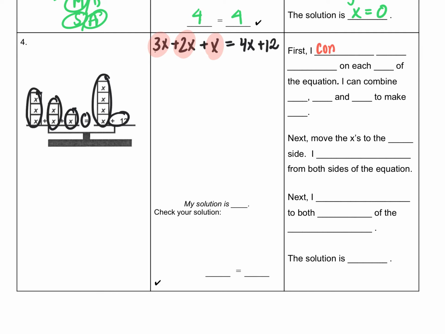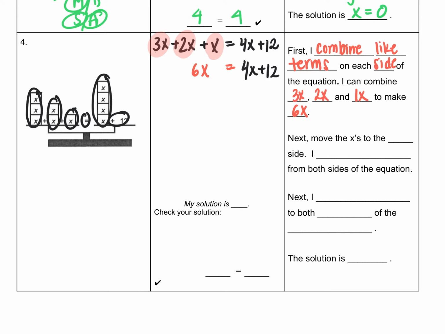So first, I combine like terms on each side of the equation. I can combine 3x, 2x, and x. 3 plus 2 plus 1 is 6. So I can combine those to make 6x. And then the other side stays the same. So on the left side, I have 6x, and on the right, I have 4x.